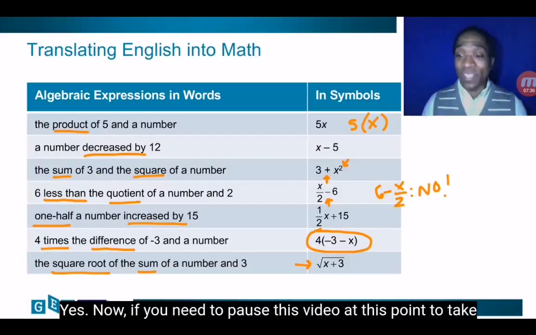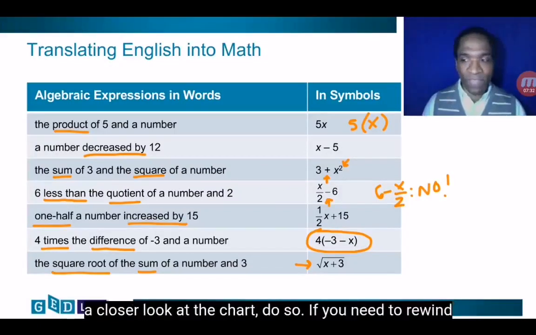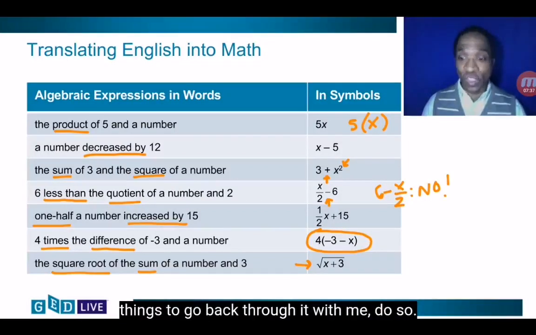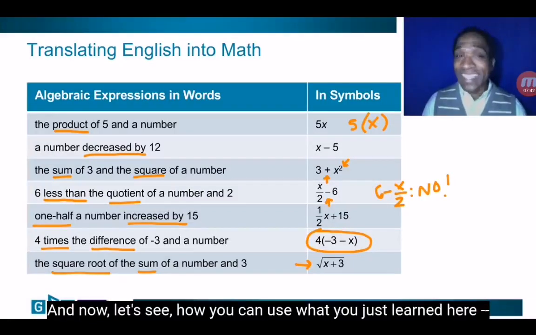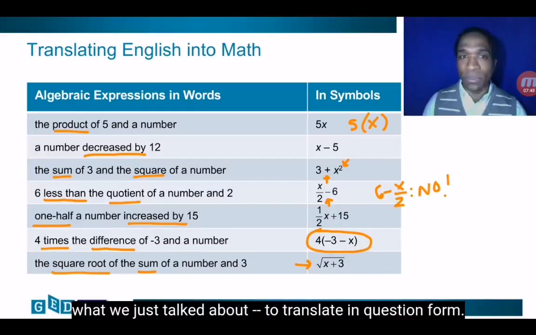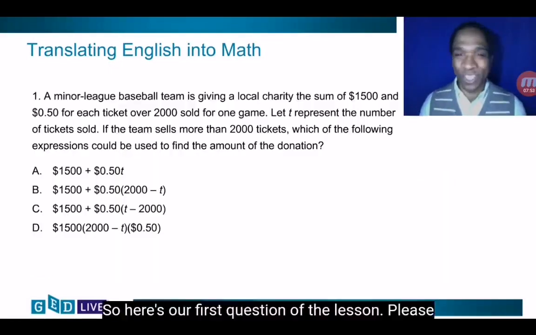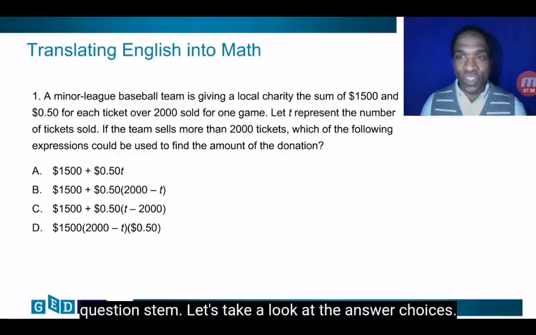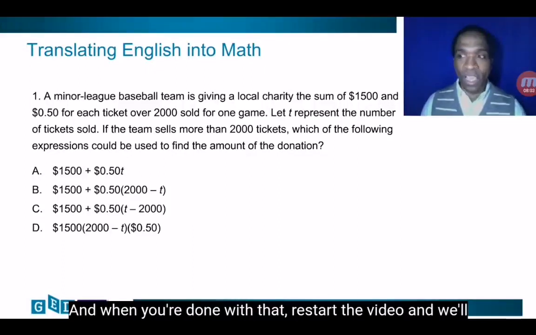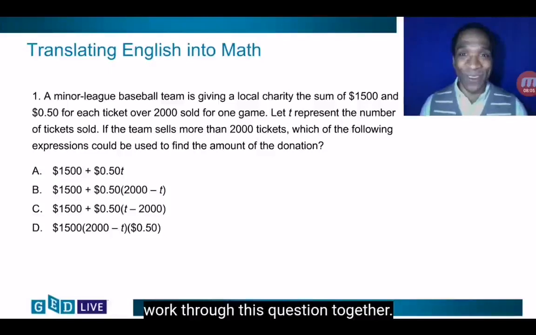Now, if you need to pause this video at this point to take a closer look at the chart, do so. If you need to rewind things to go back through it with me, do so. And now, let's see how you can use what we just talked about to translate in question form. So here's our first question of the lesson. Please pause your video at this time to read through the question stem and to take a look at the answer choices. And when you're done with that, restart the video and we'll work through this question together.